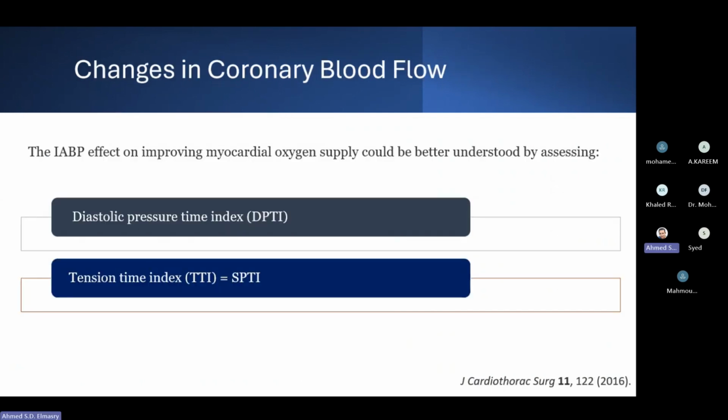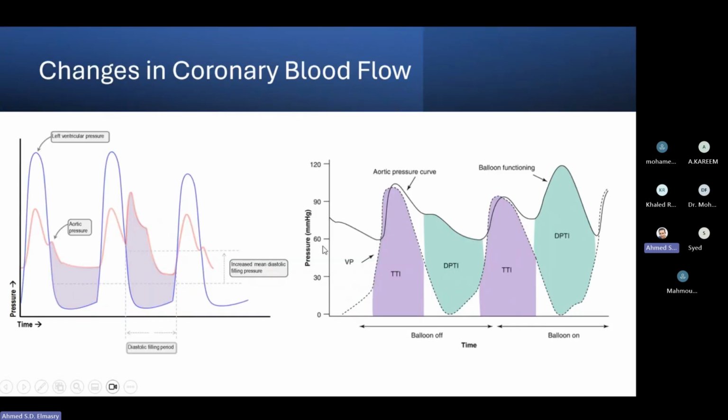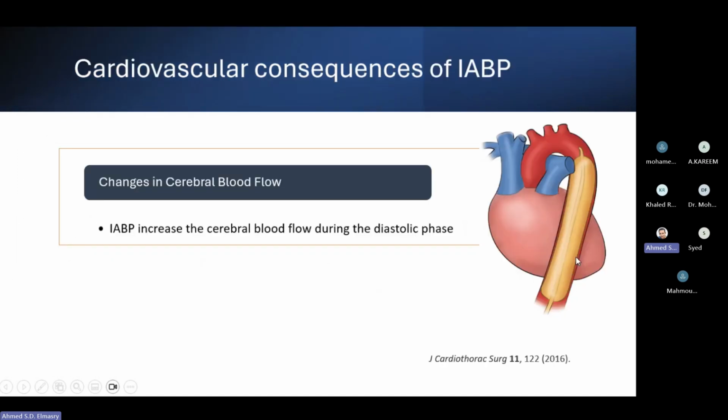What are the changes in the coronary blood flow? The intra-aortic balloon improves the myocardial oxygen supply. This is well demonstrated by assessing the relationship between the diastolic pressure time index and systolic pressure time index. And this one we have explored before. So augmentation of the intra-aortic balloon increases the diastolic pressure time index compared to the unassisted waveform. This will lead to an increase in the coronary blood flow.